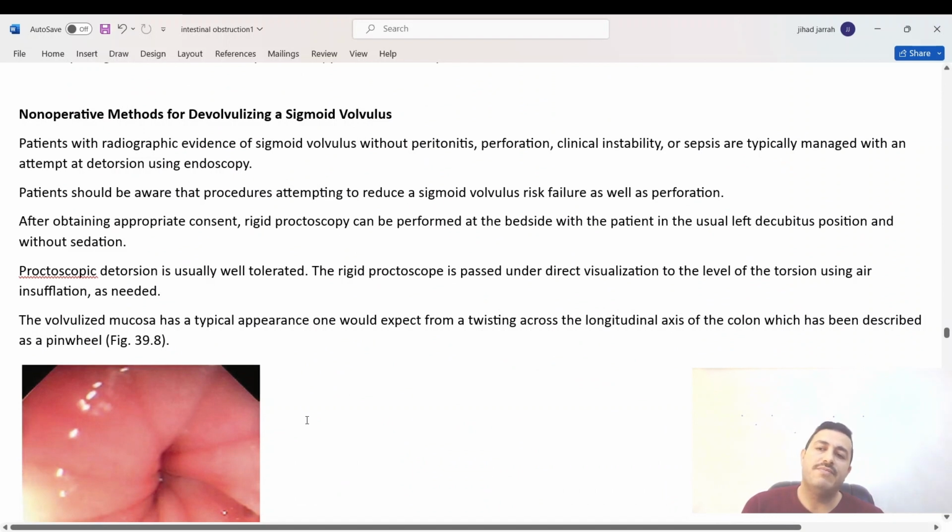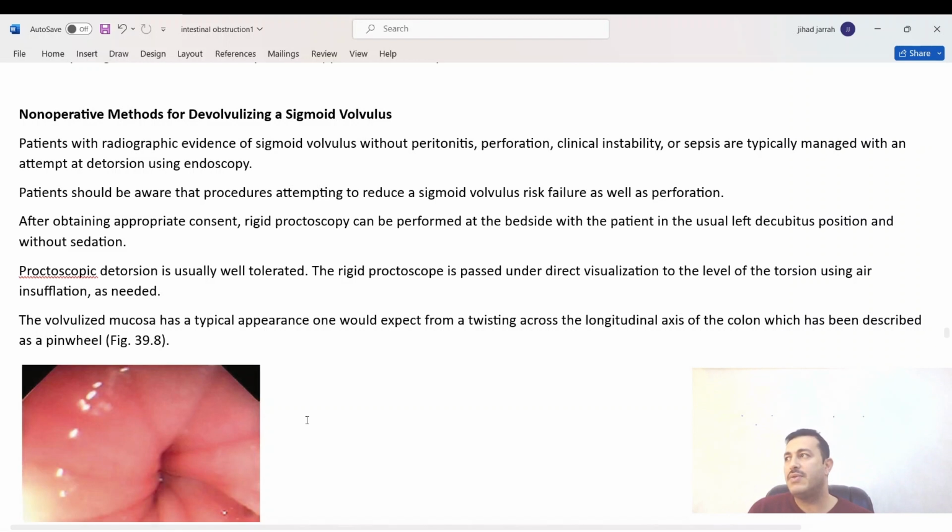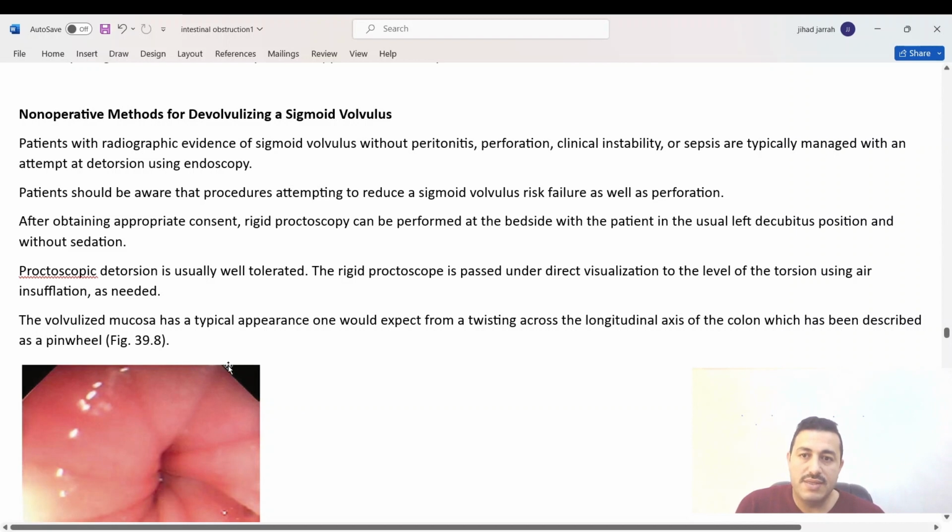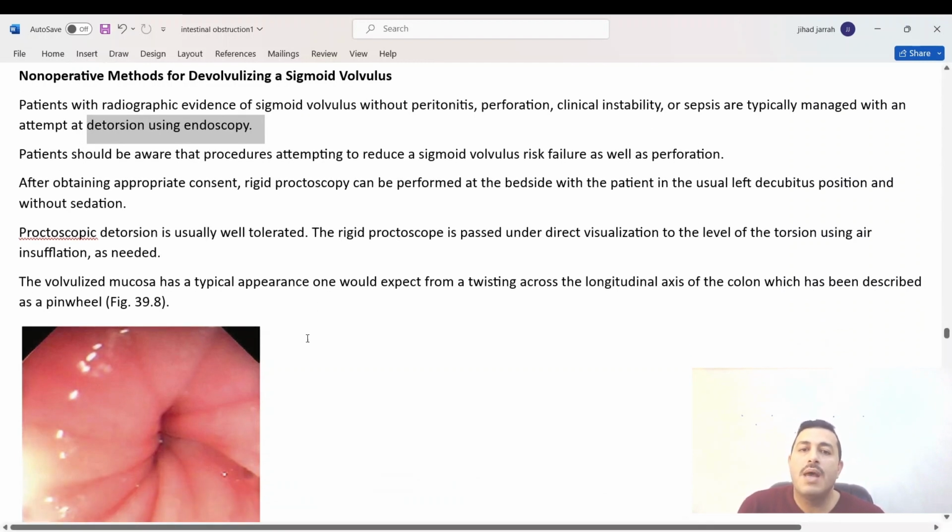Okay, the non-operative method. You will now understand. I know it was a little bit cloudy when we discussed the treatment. The non-operative method. First of all, we have radiological evidence of sigmoid volvulus. It should be without peritonitis or perforation, and the patient should be clinically stable, no sepsis, so we can proceed to detorsion using endoscopy, proctoscopy, or sigmoidoscopy. It depends on the level of the obstruction.